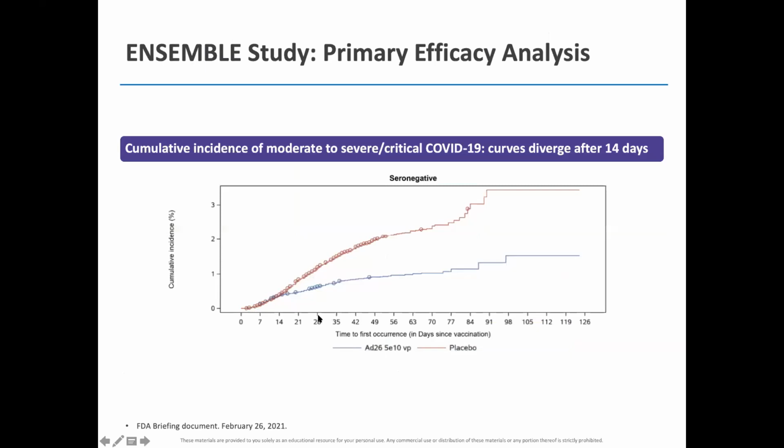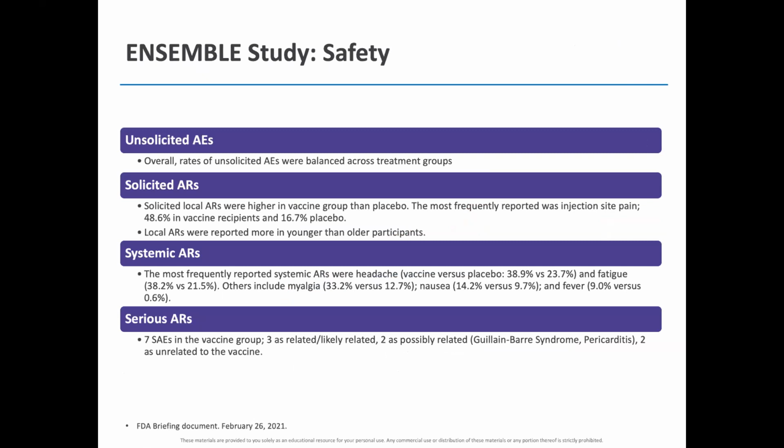This is what the Kaplan-Meier curve looks like, and I'll remind you again of this 14-day period where in fact the immunogenicity has not been fully established, and it does take up to 28 days for this to be a fully effective protective vaccine. You'll notice that beyond the 35 and 42 days, we had very few additional events.